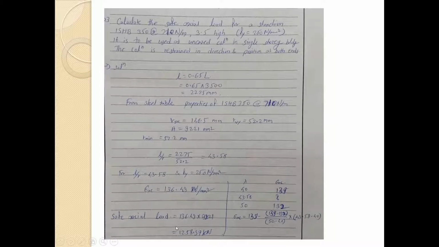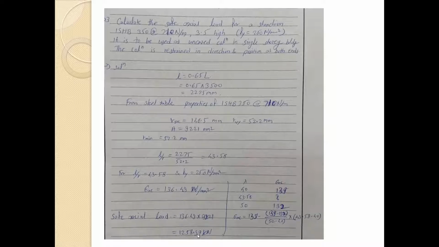So the safe axial load is 136.49 into the area, that is 9221, so the safe axial load is 1258.57 kN. This is the case of the ISHB, that is, a column, not a strut member. Only for understanding I am taking this problem.